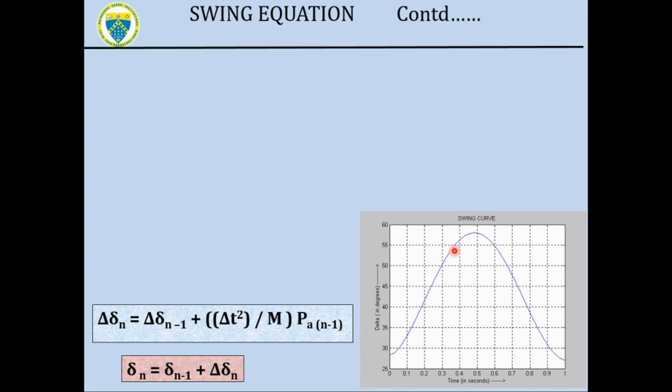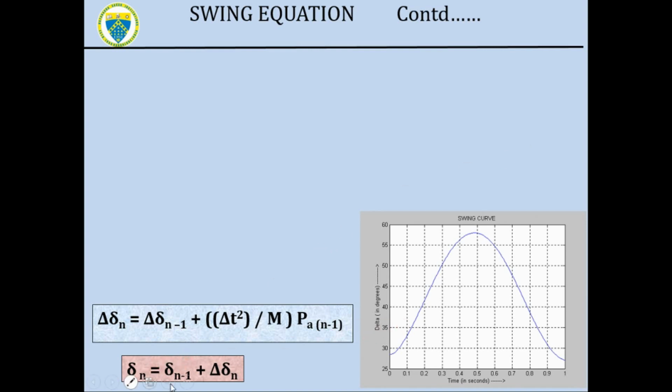So you just have to calculate the accelerating power. After t clear also, the power is continuous, so no need to take average power. You have to consider what is the power during this interval. So this is regarding your swing curve. If the fault is not cleared, delta continuously increases and the system becomes unstable. Now let us come back after knowing this swing curve.